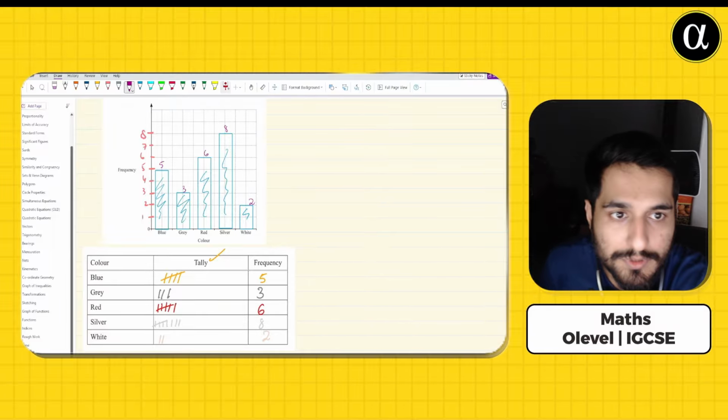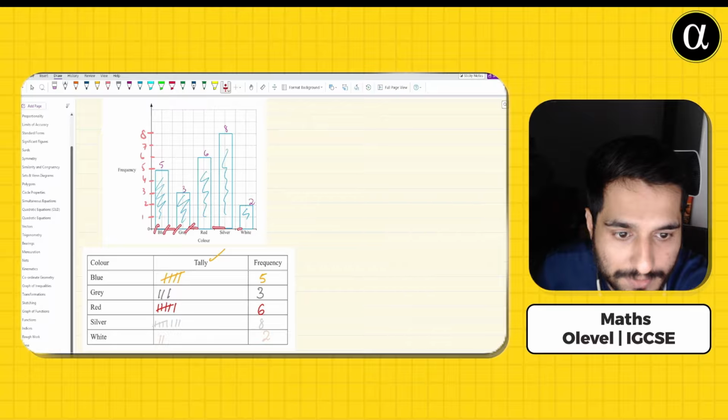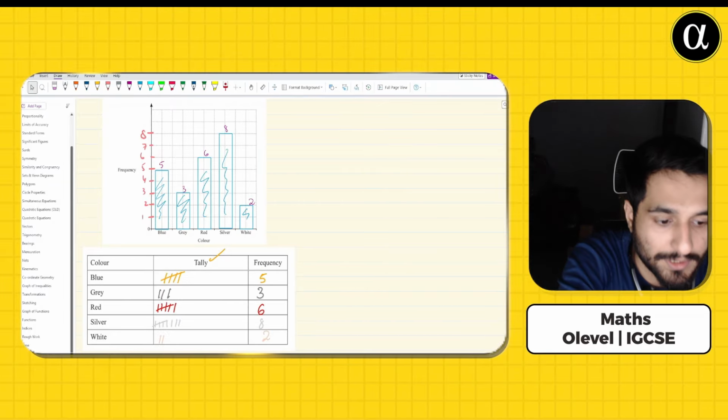Now one thing that you're supposed to note is that there should be certain gaps which should be equal, and the width of each bar should be the same as well. It's very important for a bar chart. Moving on.